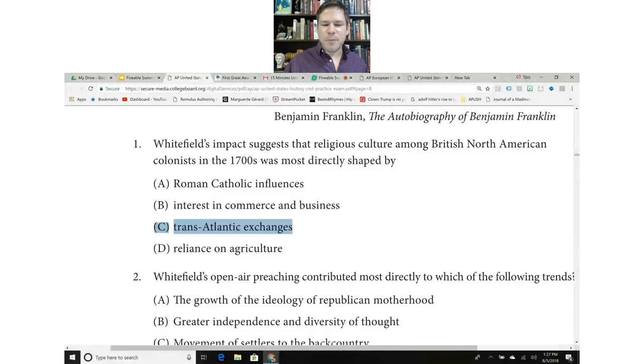And this is the right answer, because with the transatlantic exchange, what you're seeing is that's the English-speaking world, because that includes Britain. And so the First Great Awakening was a transatlantic exchange.